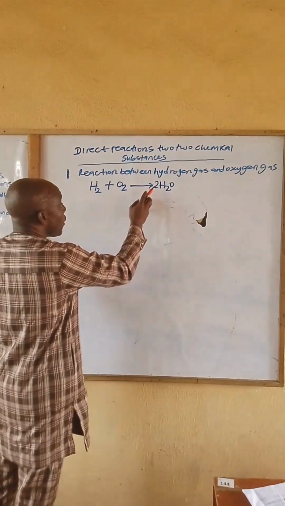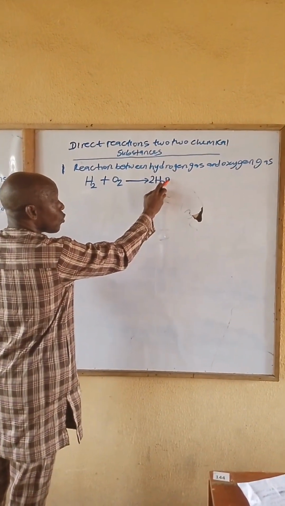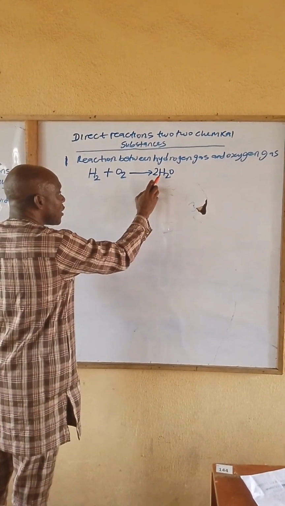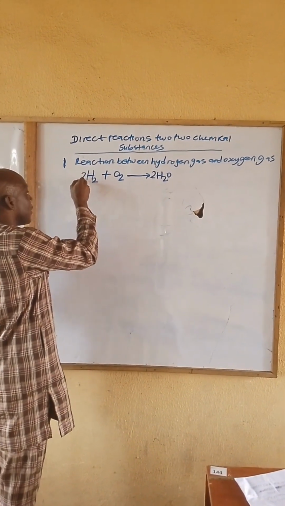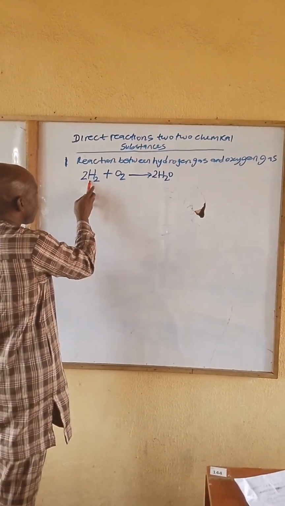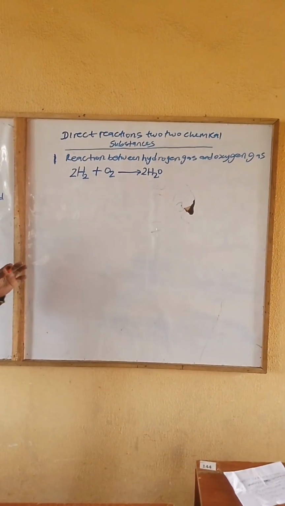So in that way, oxygen has become 4. 2 times 2 is 4, but oxygen still remains 2 here, because 2 times 1 will be 2. If oxygen is 4, then we have another challenge here. We have to make sure oxygen is also 4 here. So we put 2 here. So in that way, hydrogen is 4, hydrogen is 4, oxygen is 2, oxygen is 2, so it's balanced.